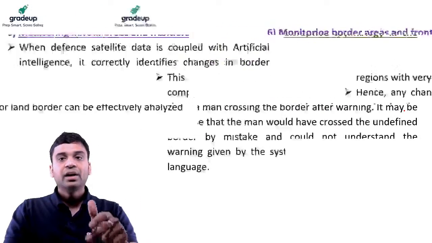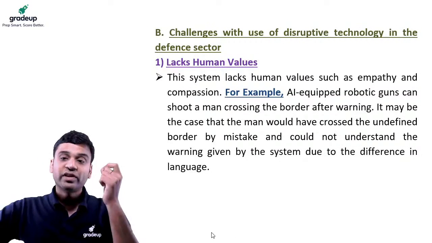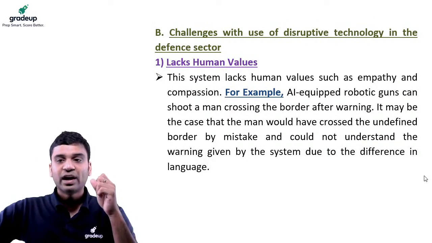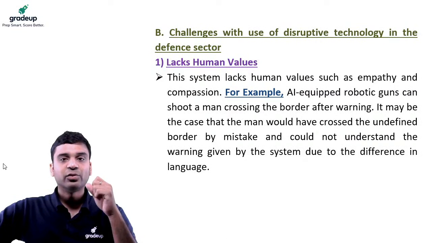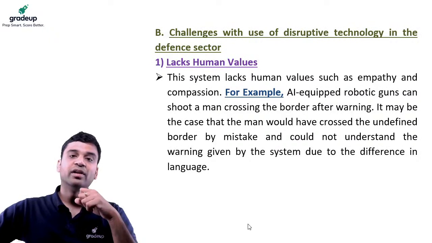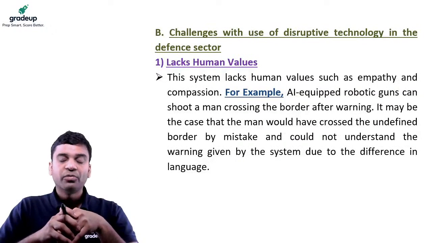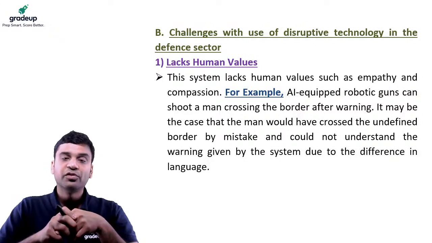Okay. So इतने सारे advantages है, तो like most things in life, we do have some disadvantages also attached with disruptive war technologies. And इसमें most important disadvantage is it lacks human values. Okay, सबसे पहले obviously the disruptive technology, it lacks human values.